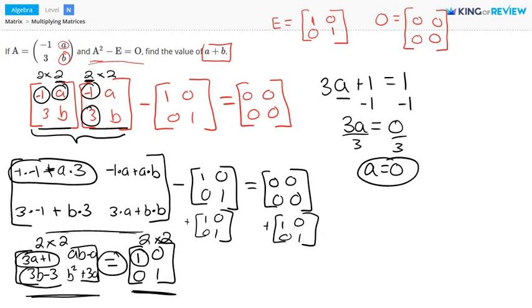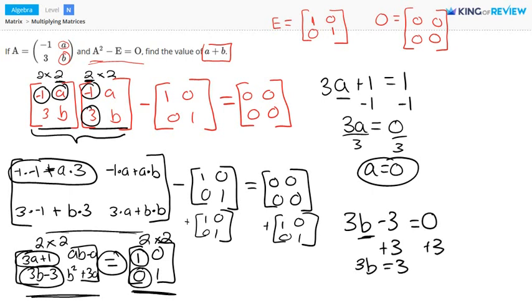Now we have 3b minus 3 equals 0. We want to solve for b. We'll start by adding 3 to both sides. This gives us 3b equals 3. Dividing by 3 on both sides, we're left with b equals 1.